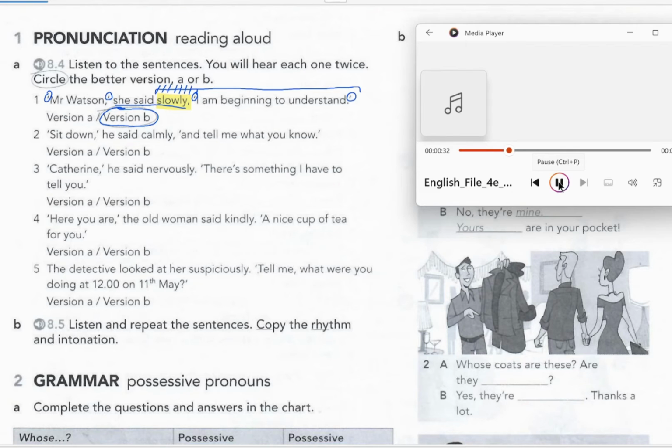2. Version A. Sit down, he said calmly, and tell me what you know.